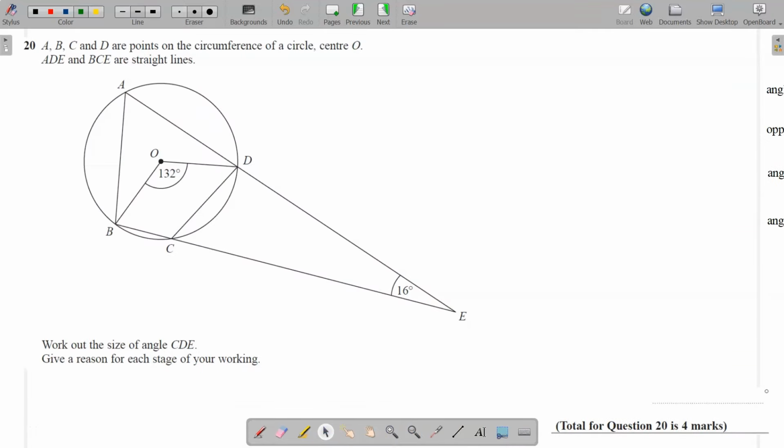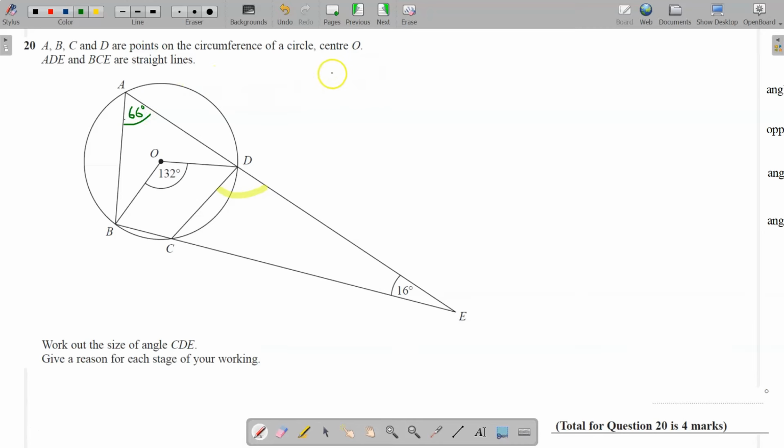Okay, here's a problem concerning circle theorems and calculating an unknown angle, showing reasons for every stage of your working. So this is the angle we've got to find, the angle CDE. But we need to find other angles on the way, and we need to give reasons, which I've pre-written here to save a bit of time. But 132 is in the center. This angle here at A is therefore half of that, which is 66 degrees. Write it on the diagram by all means, but you still need to show how you got it.